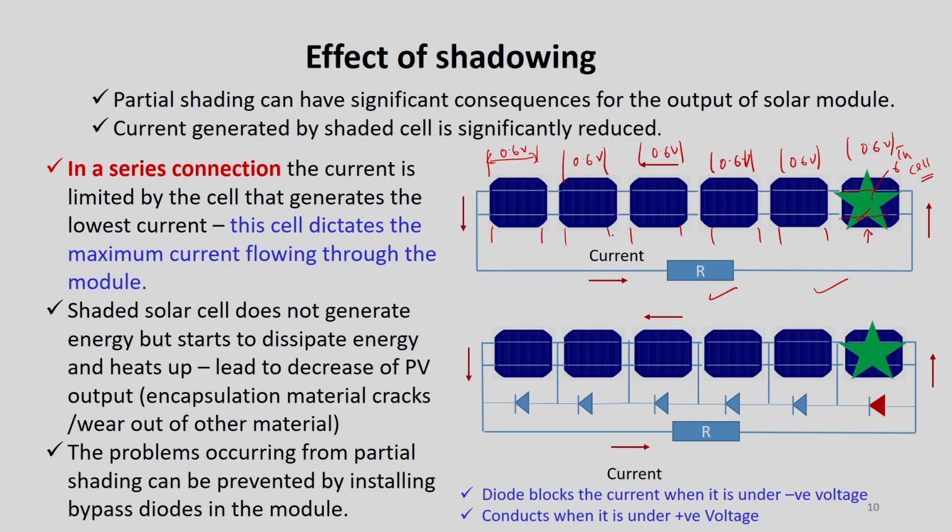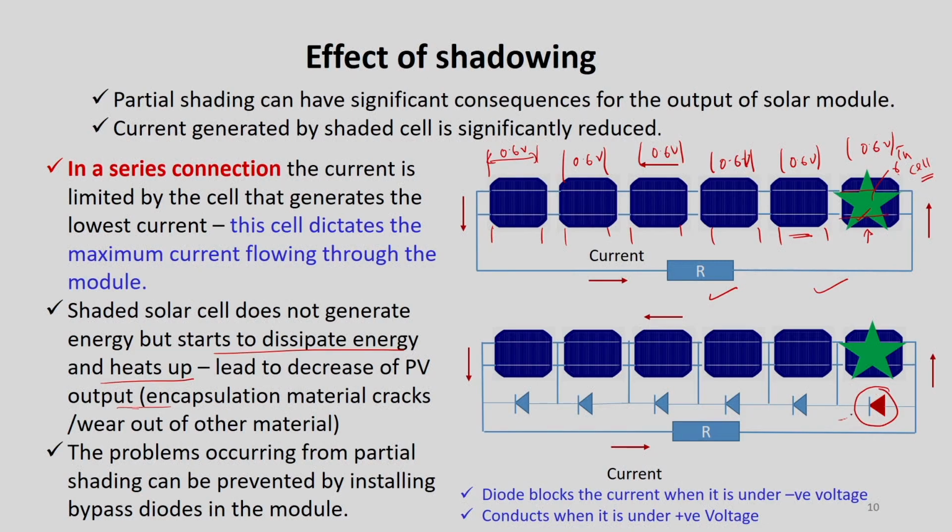Here current generation will continue, but here no current will be generated. So, it will act like a reverse bias system, right. So, the bias voltage on these cells will be very, very high. Because of this reason these problems arise, heating up and dissipation of energy. These kinds of problems can be solved by installing some kind of diodes.